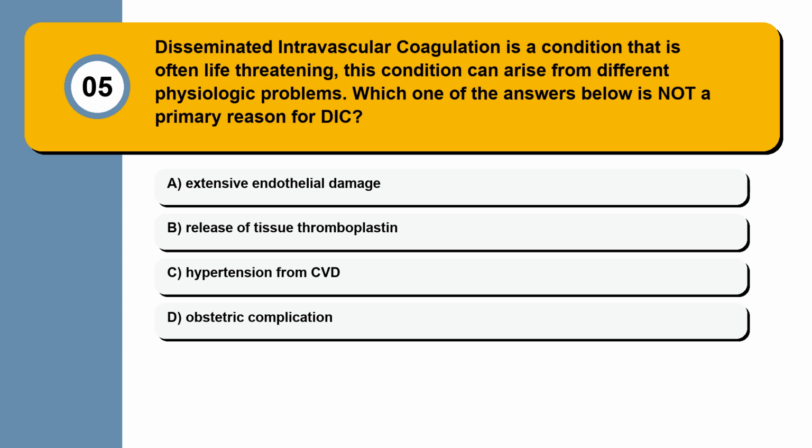Question 5. Disseminated intravascular coagulation is a condition that is often life-threatening. This condition can arise from different physiologic problems. Which one of the answers below is not a primary reason for DIC? Extensive endothelial damage, release of tissue thromboplastin, hypertension from CVD, obstetric complication.